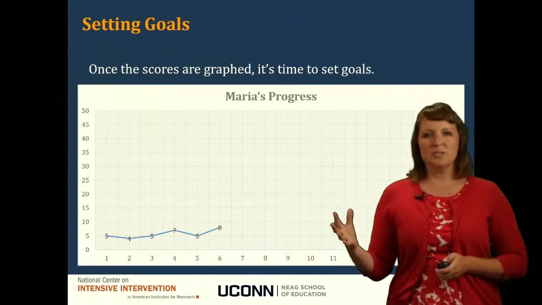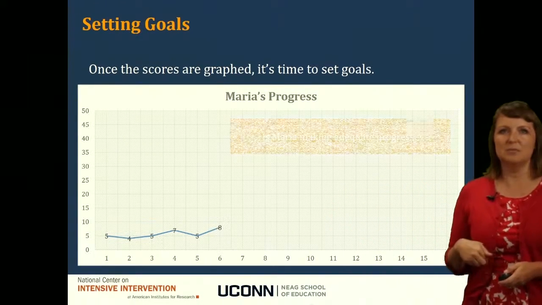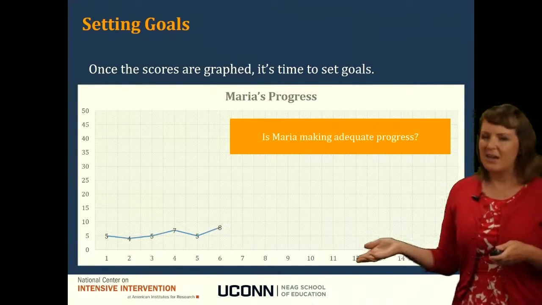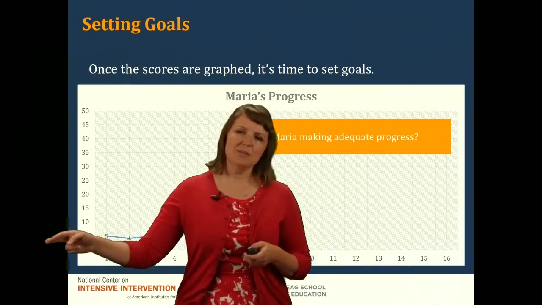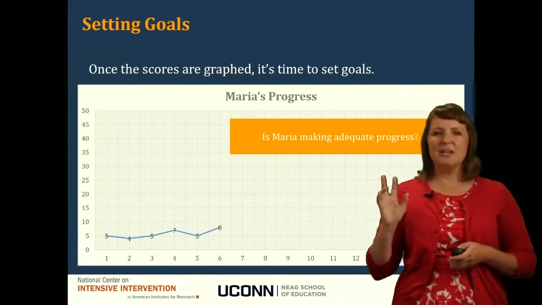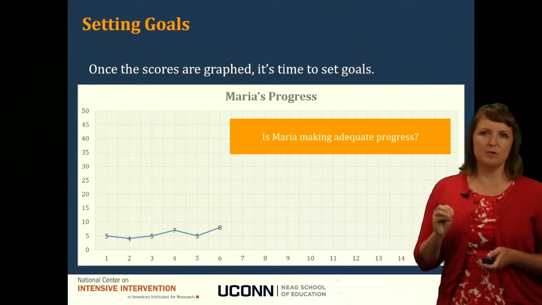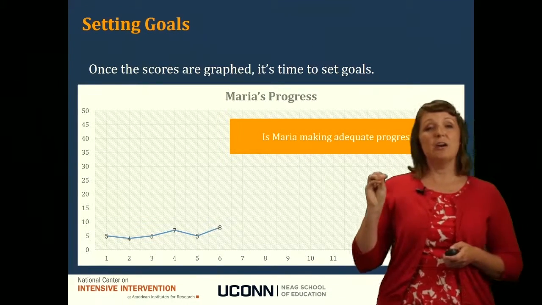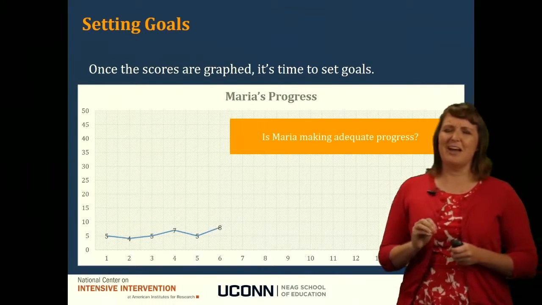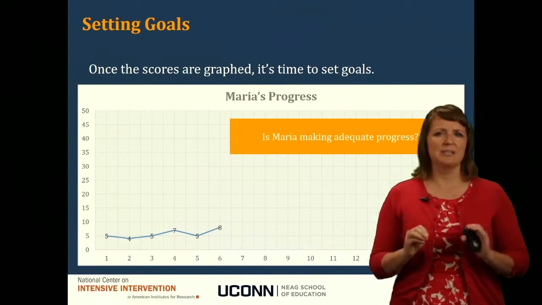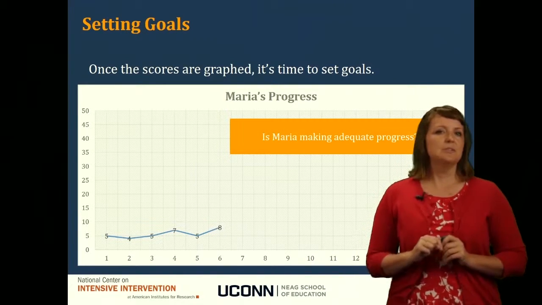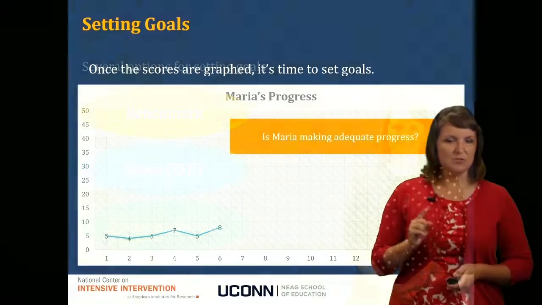So once the scores are graphed, it's really time for me to set some goals. Remember, that question was, is Maria making adequate progress? And from this set of data scores here, I'm not really sure. So I need to set some goals for Maria, and then I'm going to track her progress to meeting those goals. Now, I just said that probably a little bit incorrect. I want you to set a goal for Maria, but there's multiple ways to set those goals.